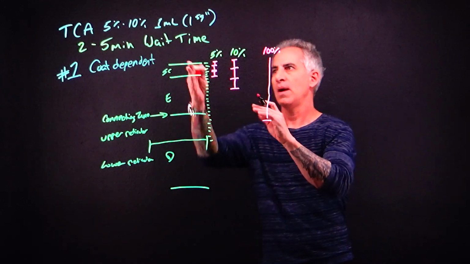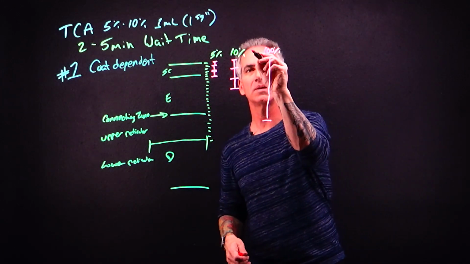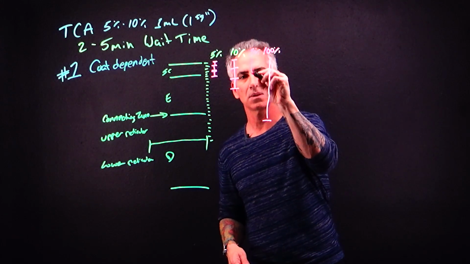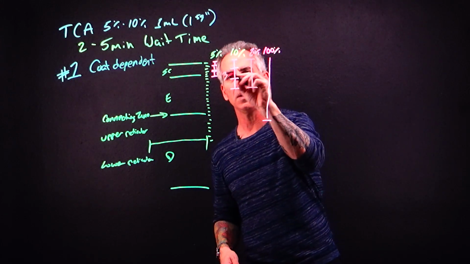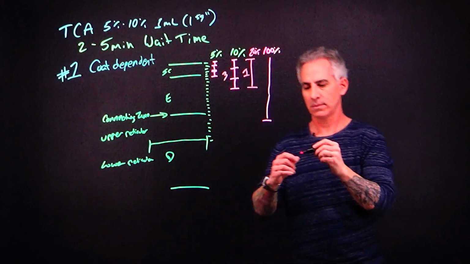Well, if we could mathematically get things correct, 20%, 3, 1.